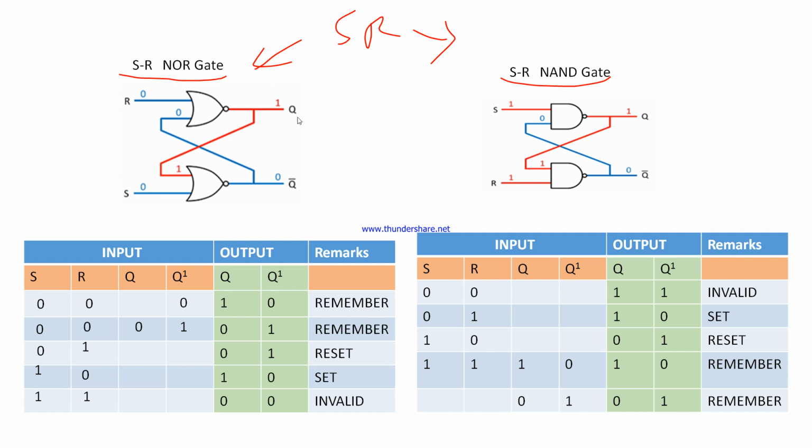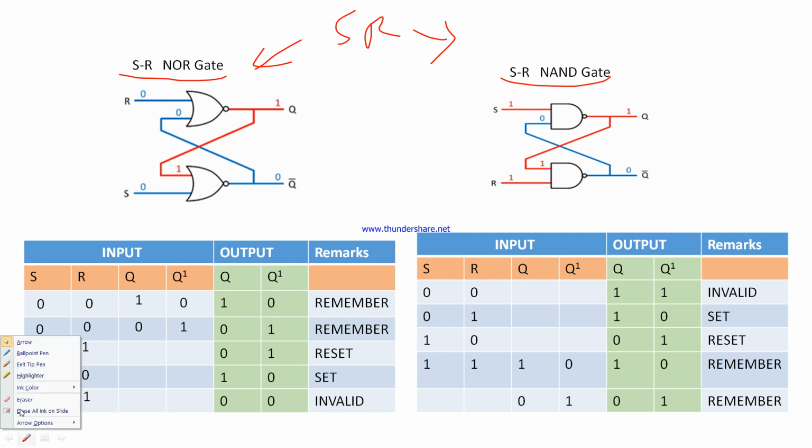But the output, let's see this output Q. We have to assume the Q to be either a 0 or a 1. So this is our present state. Firstly, let's say Q is a 0, then we'll assume it to be a 1. Then we put our present state, and we will get our next state. So let's see what happens with the SR.